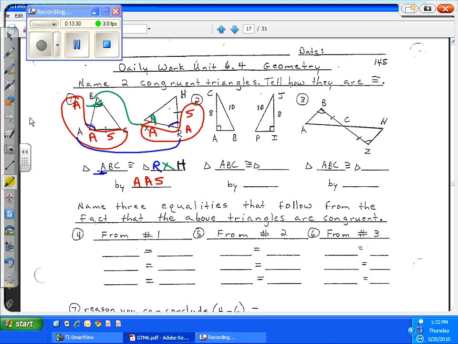All right, what we have on the next one is hypotenuse. These are right triangles. Hypotenuse of this one, 10, is equal to the hypotenuse of this one, 10. And this leg, 8 of the first one, is equal to this leg, 8 of the other one. So we have a hypotenuse and leg of the first right triangle equal to the hypotenuse and leg of the second right triangle. So we can conclude that those two are congruent by hypotenuse leg, and we'll let you name that congruency.